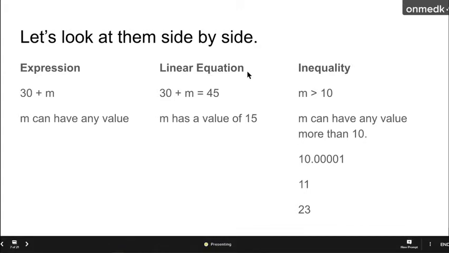This lesson is about inequalities. We're going to build on previous knowledge to understand what an inequality is. When we first started talking about variables, we started with expressions. In an expression, a variable can have any value. This letter could have any value at all, infinite values, all values.